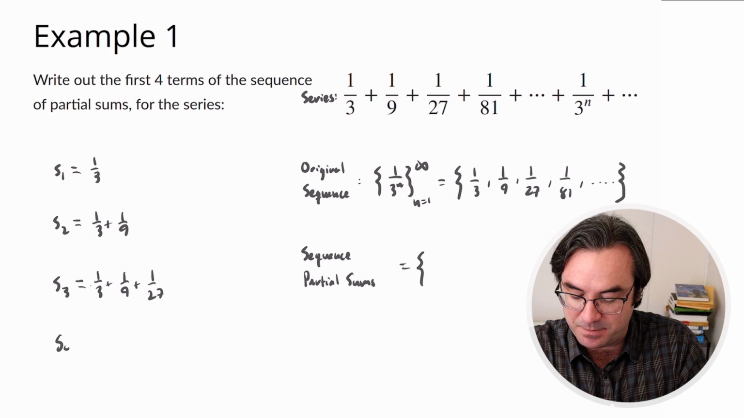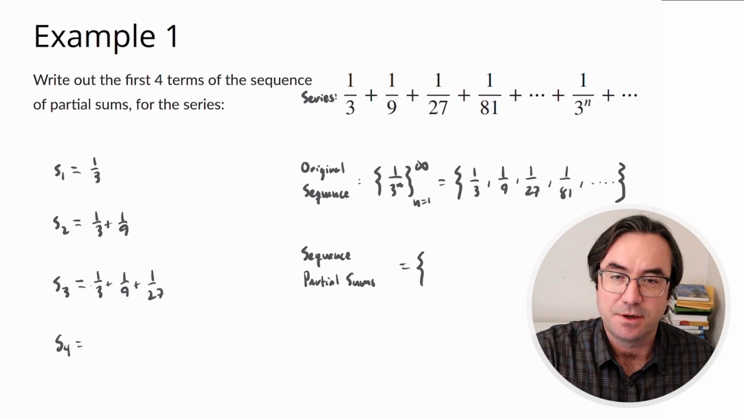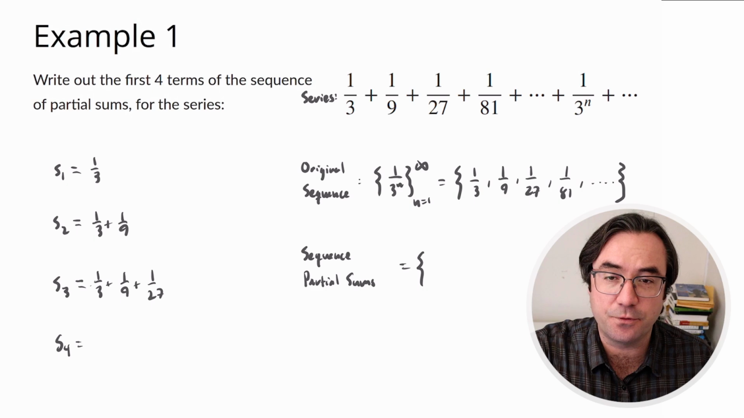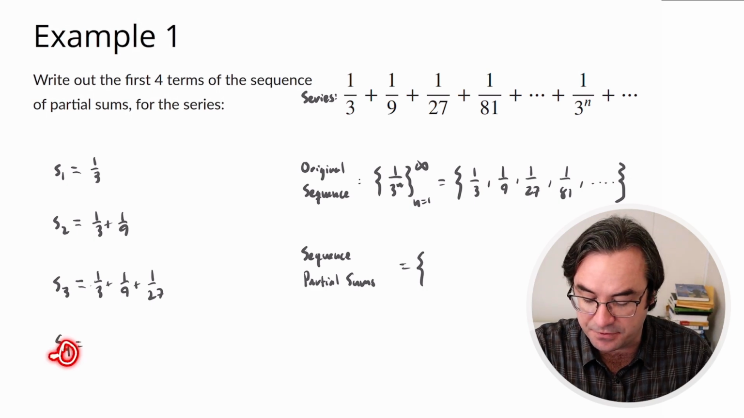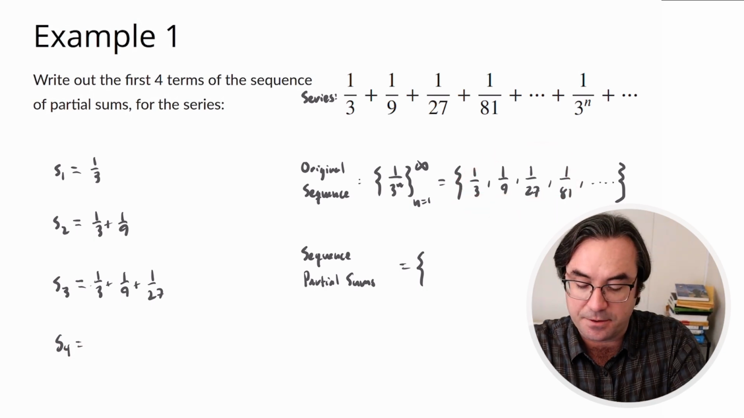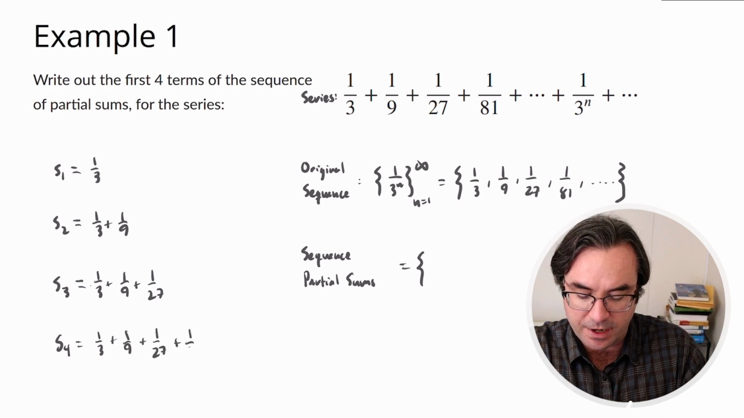Let's get one more, S4. We want the first four terms. What do we do for S4? It's the sum of the first four terms, 1, 2, 3, 4, and we add all those together. So 1/3 plus 1/9 plus 1/27 plus 1/81.